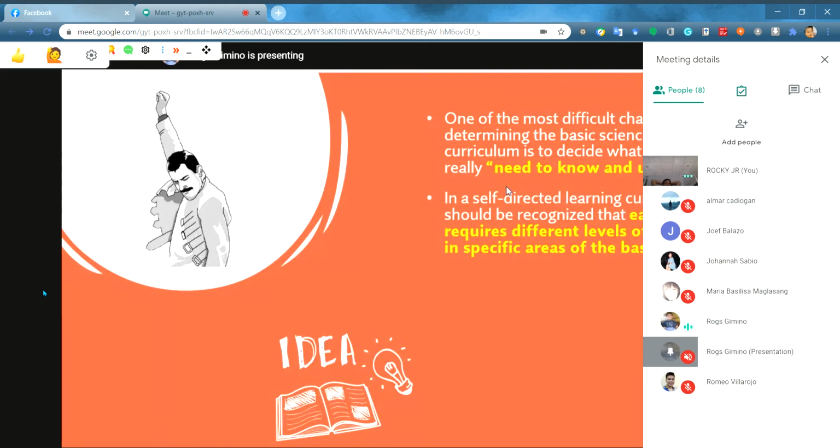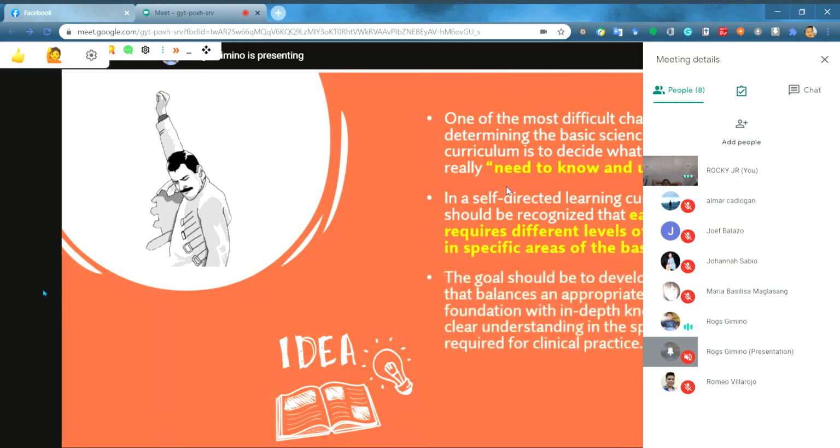Like anatomy, physiology. So the goal should be to develop a curriculum that balances an appropriate broad foundation and an in-depth knowledge and a clear understanding in specific areas required for clinical practice. So the motto is in-depth knowledge of basic sciences so that we are knowledgeable and understand how we are going to apply it in clinical practice. So stakeholders including clinicians, educators, and basic scientists take part in determining the content for the curriculum.